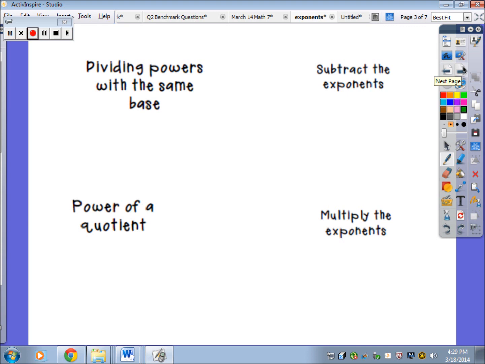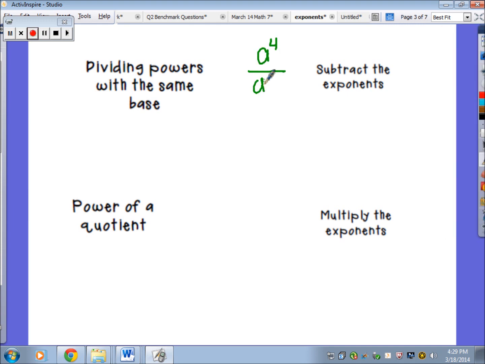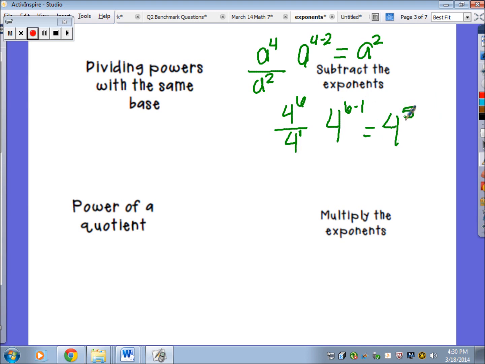On the other side, dividing powers with the same base. When we multiply powers with the same base, we added the exponents. So dividing powers, we're just going to subtract our exponents. If we have a to the fourth over a squared, that simply becomes a to the fourth minus 2, or a squared. With numbers, 4 to the 6 over 4, there's an understood 1 right here. So 6 minus 1, 4 to the 5th power. And if you want me to show you a times a times a times a over a times a, those cancel. We're left with a squared.